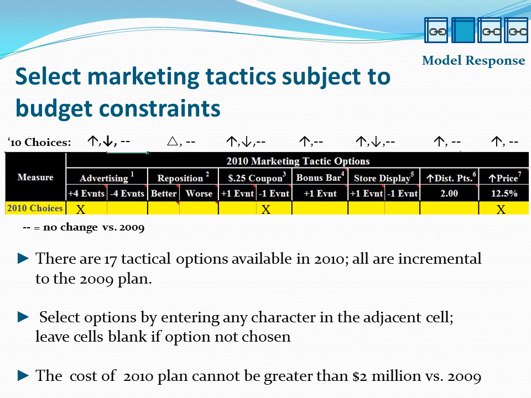For example, on the current slide, to choose additional advertising, less coupon promotion, and raise price, enter a character in the adjacent boxes as shown. Third, once these choices are made, the spreadsheet calculates the revenue and the cost of the new plan. The results appear in the P&L, the media mix, and the marketing flowchart spreadsheets. And finally, the cost of the 2010 plan cannot be greater than $2 million versus 2009.